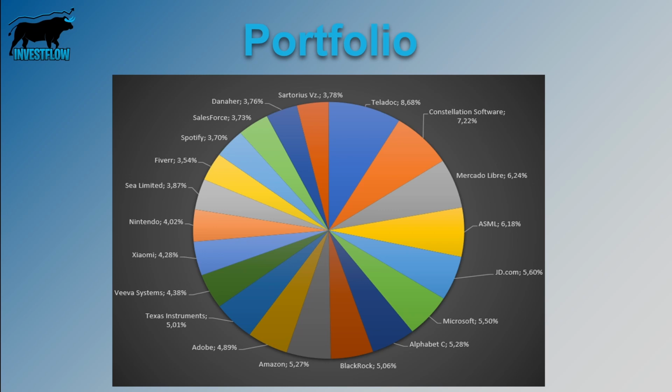Then I also have a lot of other companies like JD.com, Microsoft, Alphabet, BlackRock and Amazon in the 5% basket. In the 4% basket I have Nintendo, Xiaomi, Veeva Systems, Texas Instruments and Adobe. And then in the 3% basket I have Sea Limited, Fiverr, Spotify, Salesforce, Danaher and Sartorius.